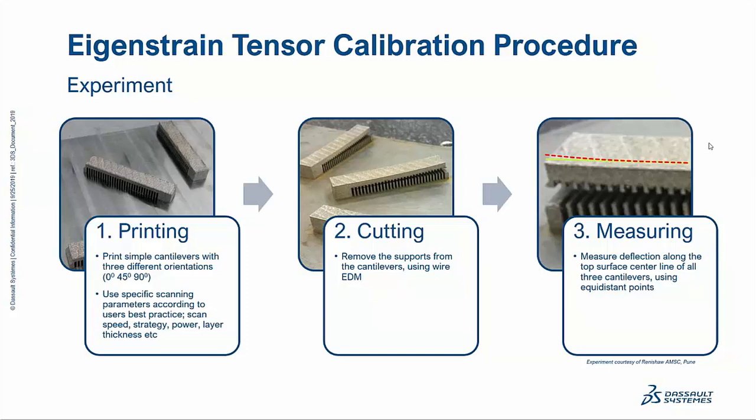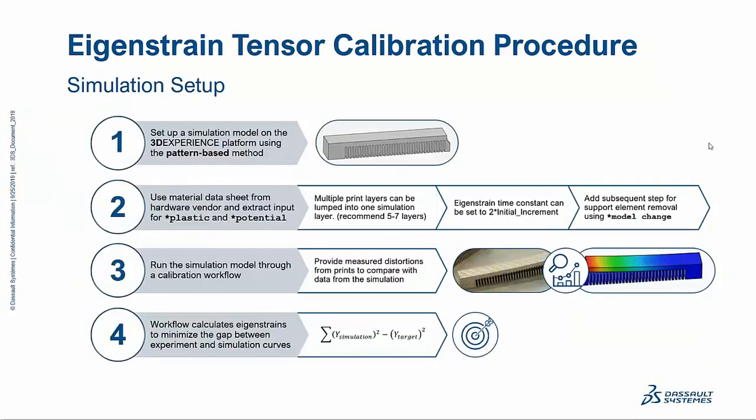Since we want the inelastic part, we remove the elastic part by cutting the beams and let it expand, so to say, or to see the spring back. And then we measure the deformation of these cantilevers at the tip or along a defined line. So it's pretty simple at this point. Next step is then to correlate that to the simulation.